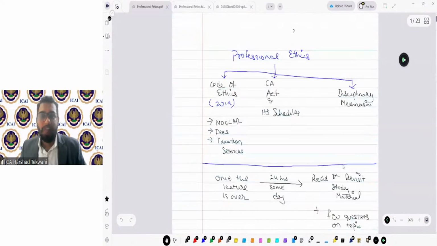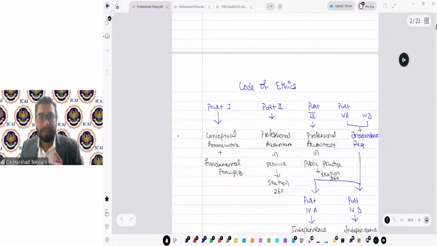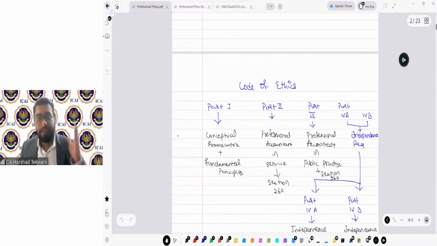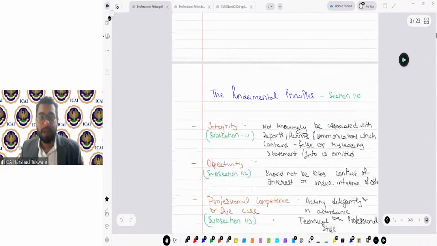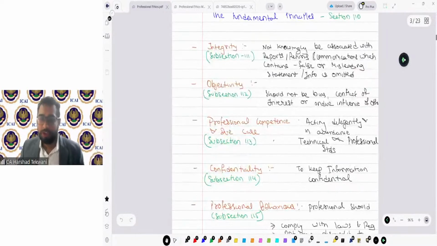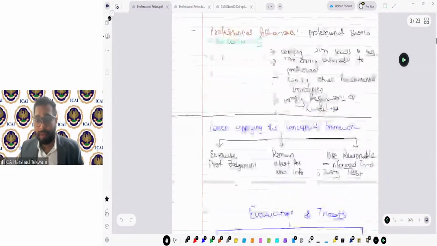So when we started the topic, we discussed what is required to be done, what are the parts in the topic: the code of ethics, CA Act and its schedules, and disciplinary mechanism. Then we saw the code of ethics, part 1, part 2, part 3, part 4A, 4B, where we discussed the conceptual frameworks, fundamental principles, integrity, objectivity, professional competency and due care, confidentiality, and professional behavior.